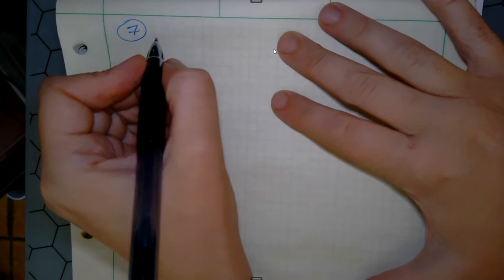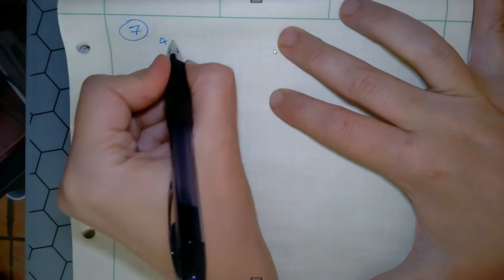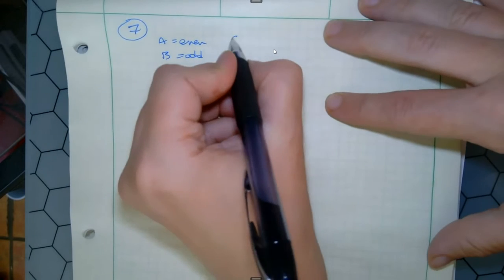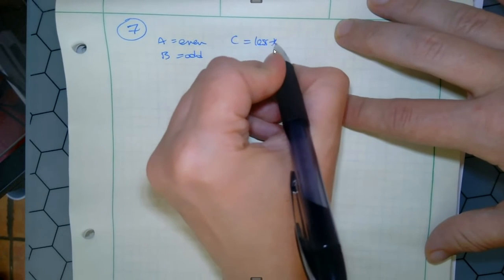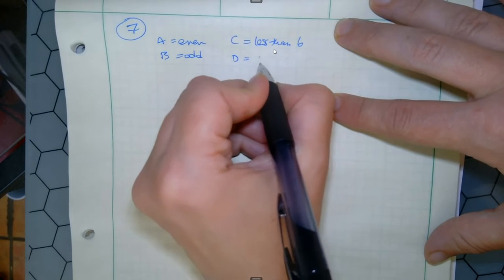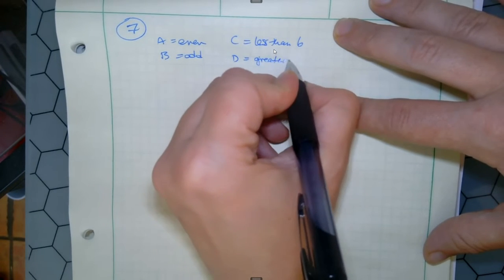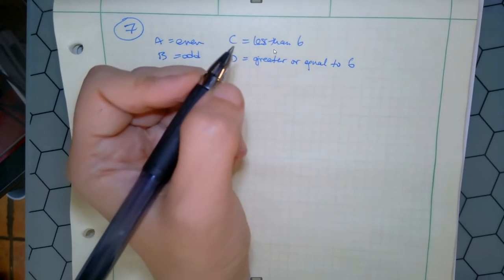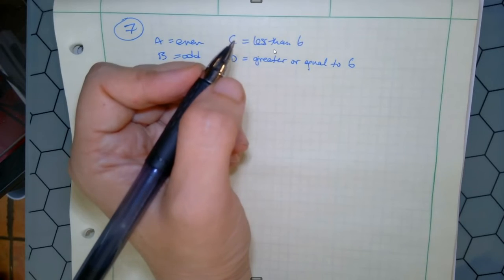All right, so let's try number 7. Roll 2 dice and observe the sum. You have a beautiful sample space for that from number 1. Define the events as follows: A, the value is even; B, the value is odd; C, the value is less than 6; and D, the value is greater than or equal to 6. Write the sample space for the observed sum.